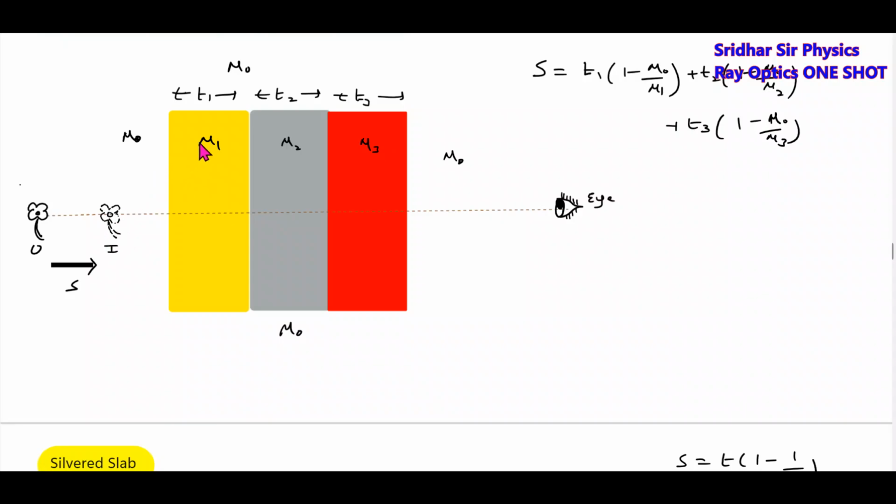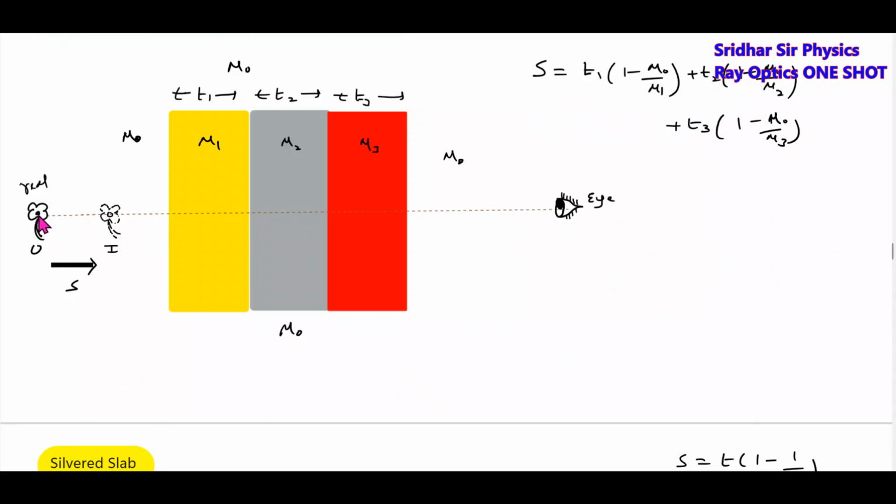If you have multiple slabs, the first slab having refractive index mu1, thickness t1, the second mu2, thickness t2, a third slab with refractive index mu3, thickness t3. The surrounding medium's refractive index is mu naught. There's a human eye which is going to see the object. Here the object we have kept, a real object. Where will it appear? According to the formula, thickness of the first slab t1 into 1 minus mu naught by mu1, plus thickness of the second slab t2 into 1 minus mu naught by mu2, plus thickness of the third slab t3 into 1 minus mu naught by mu3. Take the algebraic sum of the shifts due to the individual slabs, and that will be the shift.